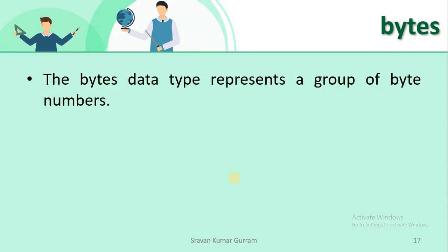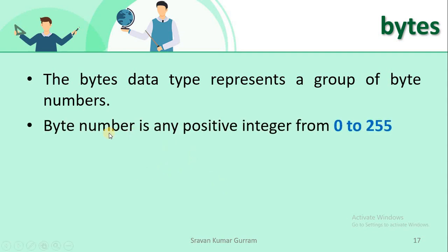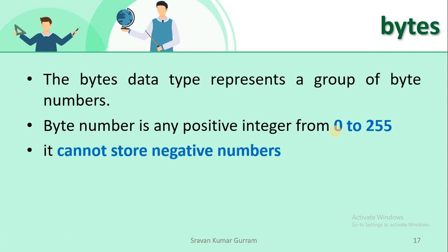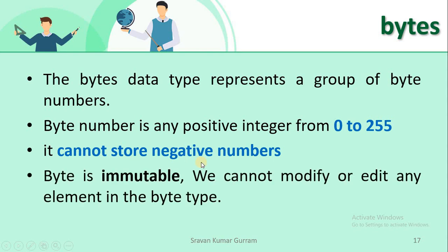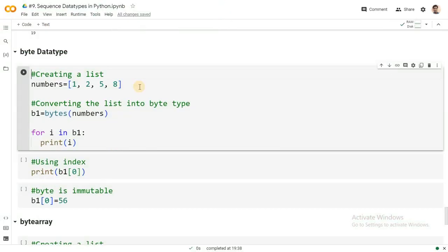Next sequence type is bytes. The bytes data type represents a group of byte numbers. A byte number is nothing but a positive integer value. The range is 0 to 255. Only these are valid when using the bytes data type. We cannot store any negative numbers using the bytes data type. And this is immutable. See the examples for the bytes data type.